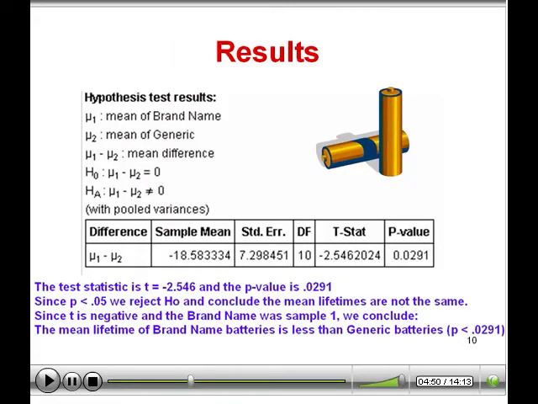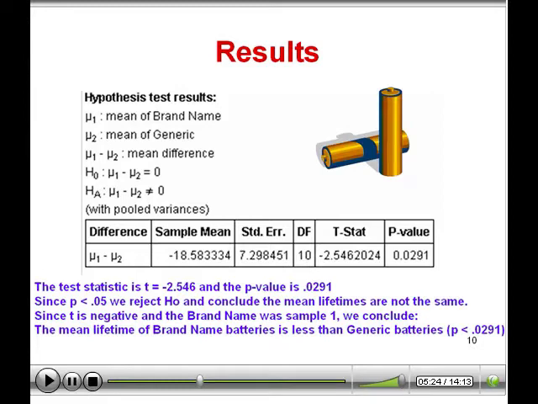The value of the test statistic is reported as a negative 2.546 with an accompanying p-value of 0.0291. Since the p-value is less than 0.05, we decide to reject the null hypothesis and conclude the mean lifetime of brand name and generic batteries is not the same. But this conclusion is too vague. We need to strengthen it and announce which of the two battery types has the longer mean life.